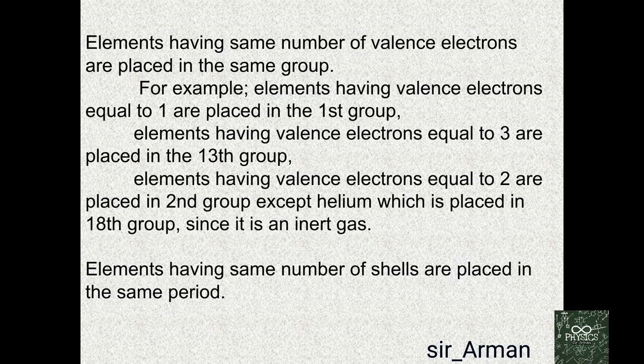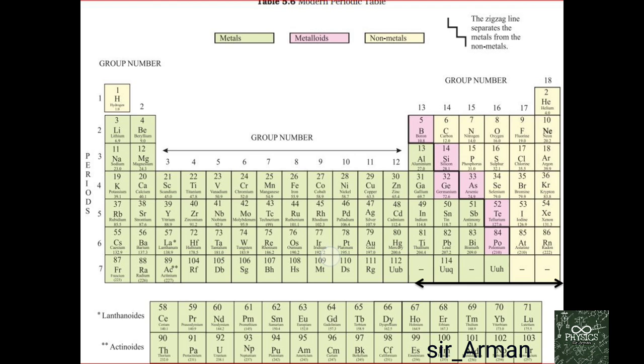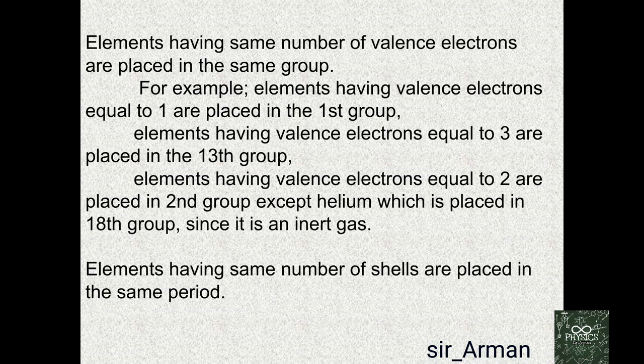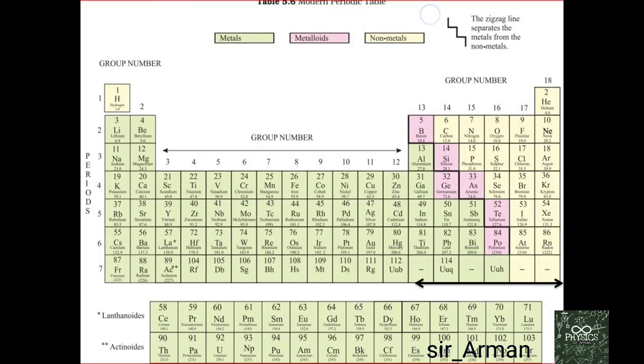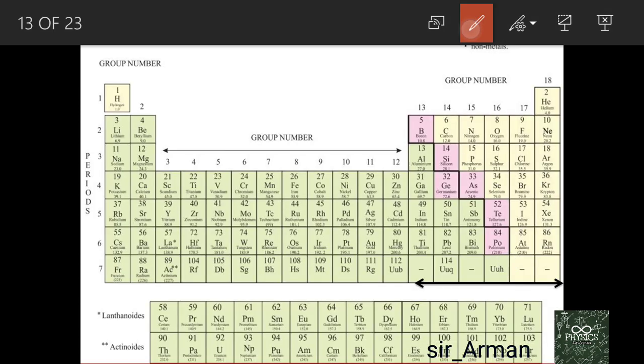In the last lecture, we had a discussion about the modern periodic table. In this lecture, we will discuss groups and periods in the modern periodic table. So take out your notebook and note down the important points. So what are groups? Groups are the vertical columns in the modern periodic table. So let us talk about these groups. These 18 vertical columns are the groups of the modern periodic table.